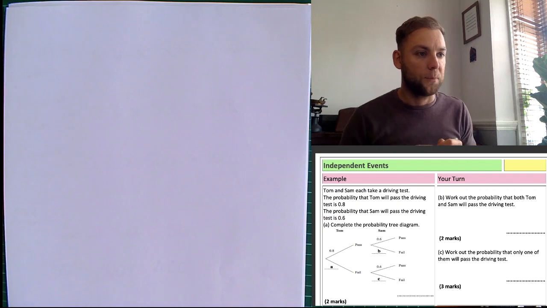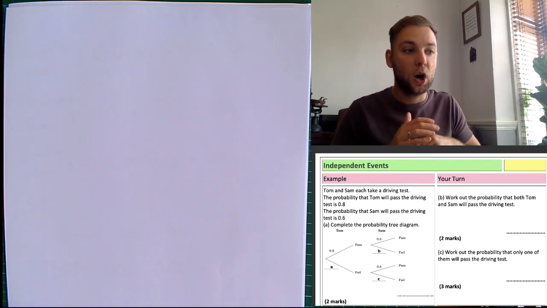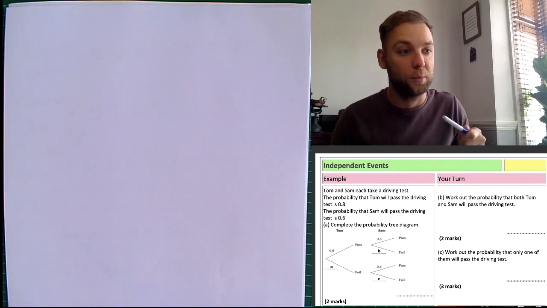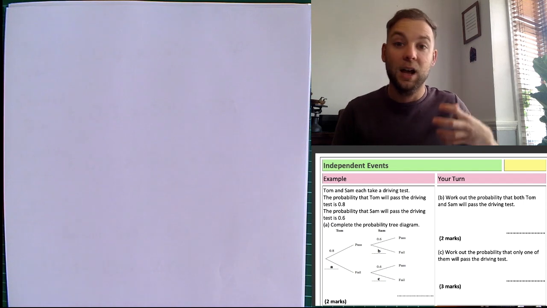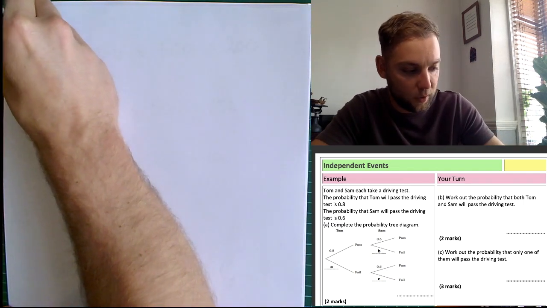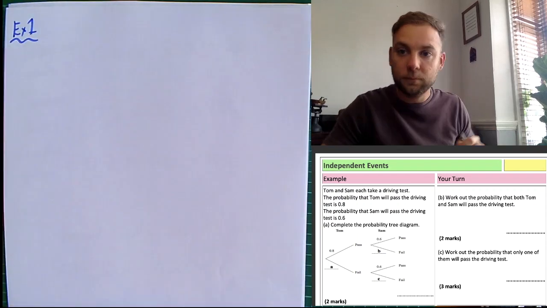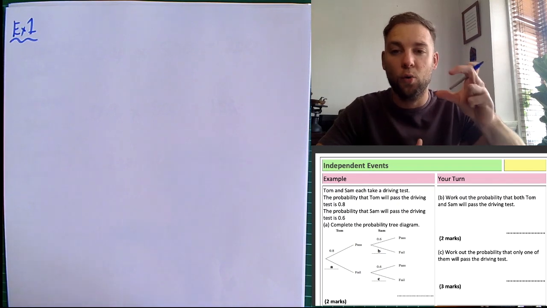Okay, so Tom and Sam each take a driving test. The probability that Tom will pass the driving test is equal to 0.8, and the probability that Sam will pass his driving test is equal to 0.6. First of all, complete the tree diagram. So let's get this one down as example 1 in our book. Now, the first thing that's worth noting is that with trees, the branches always sum to 1.